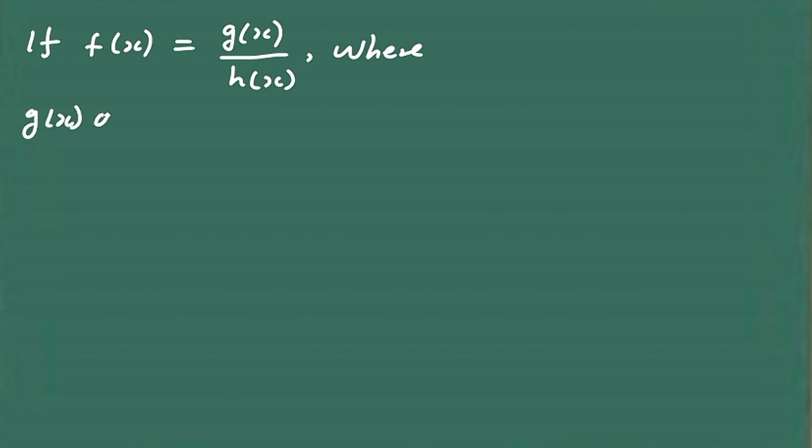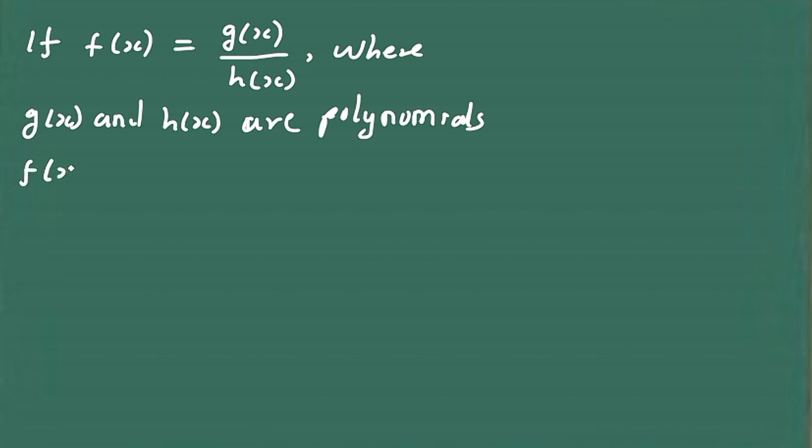If f of x is equal to g of x all over h of x, where g of x and h of x are polynomials, we say that the function f of x is a rational function.